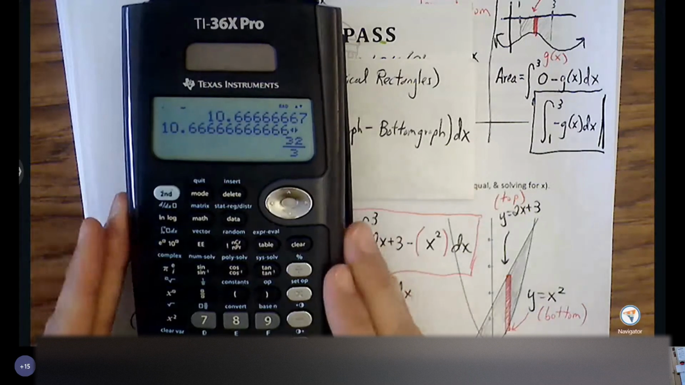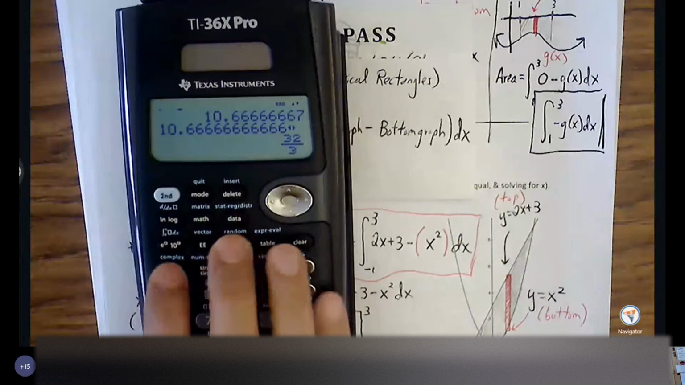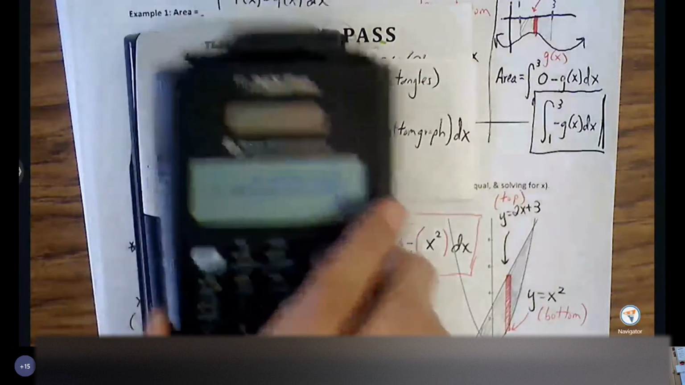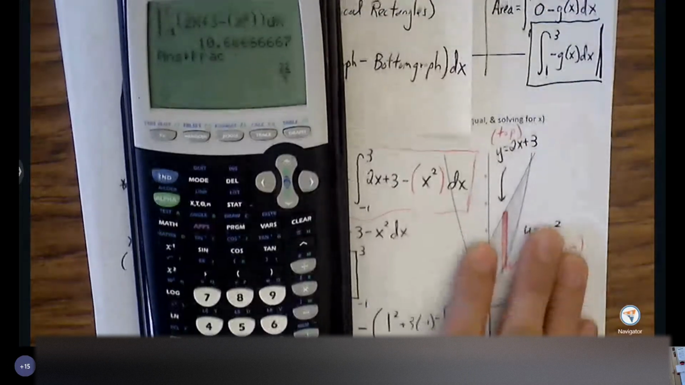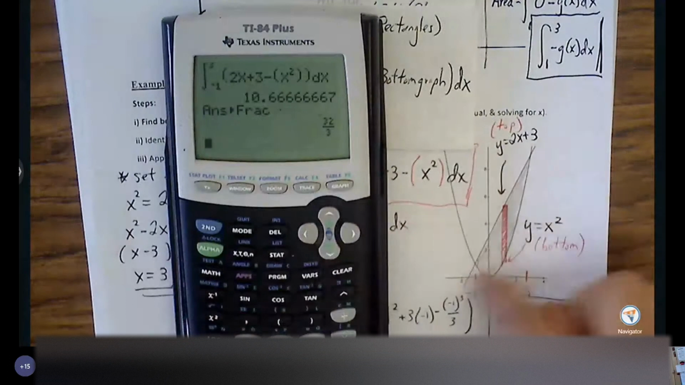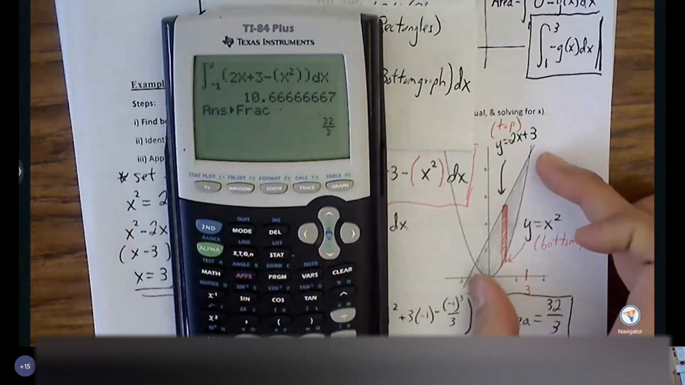(32/3). Okay. Also, I'm going to have the calculator find the intersections for us. We can do it with the 36 Pro, but right now, today, I just want to talk about how we can do it on the graphing calculator. So if you have a graphing calculator, just follow along. We're going to enter both these graphs into our calculator, and then we're going to look for those intersecting points.